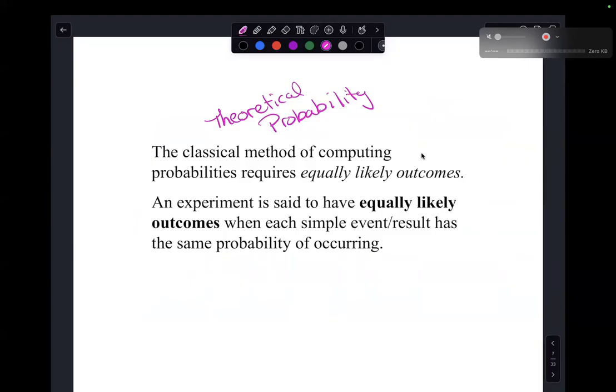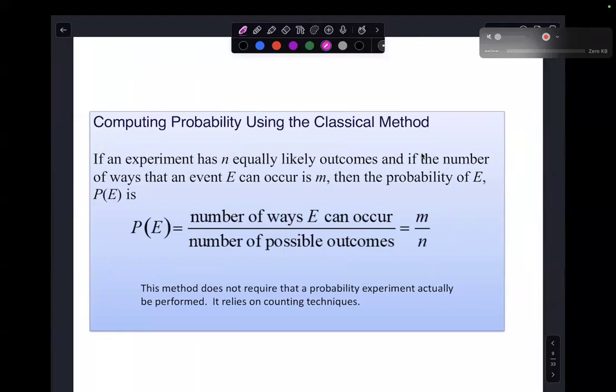So what's important for this one is that each outcome has to have an equally likely chance of happening. So if I had marbles in a bag and I'm pulling marbles out of the bag, each marble in the bag has to have the same probability of being pulled out of the bag. So that's what it means when we're using the classical method. We don't have to run an experiment. We just have to have the equal likelihood, like rolling a dice. Each number on the dice has an equal probability of being rolled. And that's really what we need here.